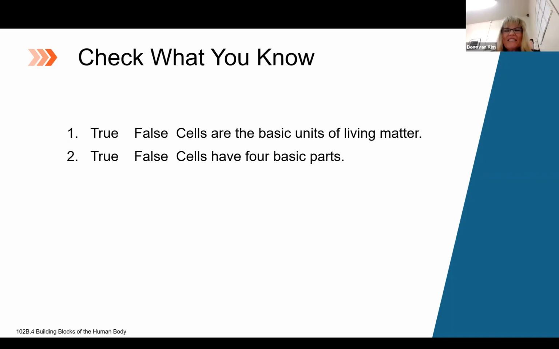All right. So, okay, Nick, this one's yours. Cells have 4 basic parts. Is that true or false? Whose is that? That's Nick. That's true. Okay.